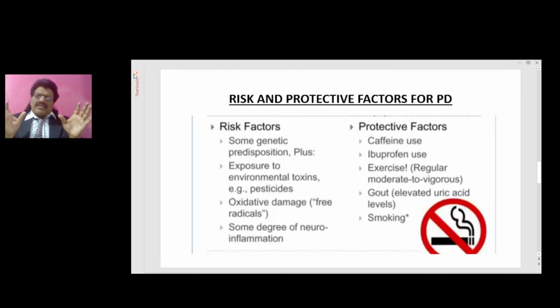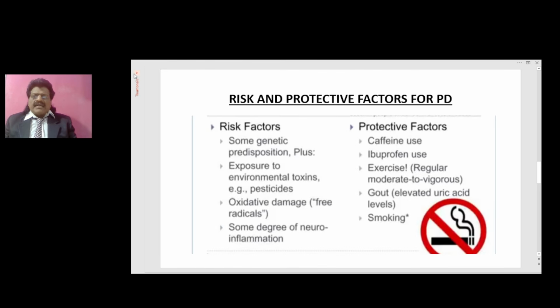What are the risk and protective factors for Parkinson's disease? The risk factors are some genetic predisposition plus exposure to environmental toxins, for example pesticides, oxidative damage, free radicals, some degree of neuroinflammation. The protective factors are caffeine use, ibuprofen use, exercise, regular moderate to vigorous, gout, elevated uric acid levels, and smoking. We may be surprised how smoking is a protective factor for Parkinson's disease.